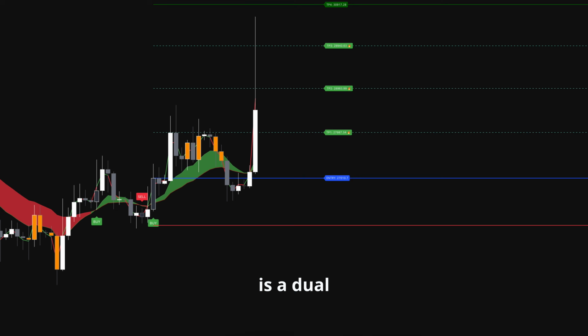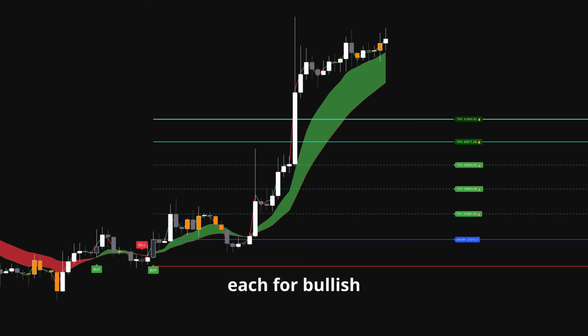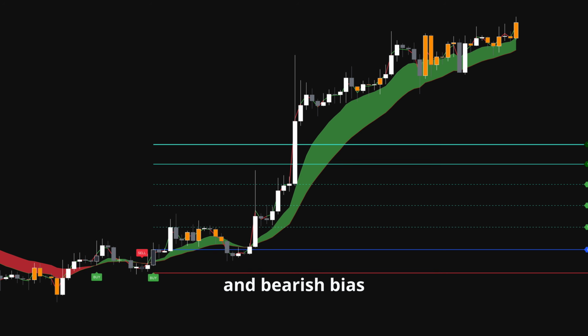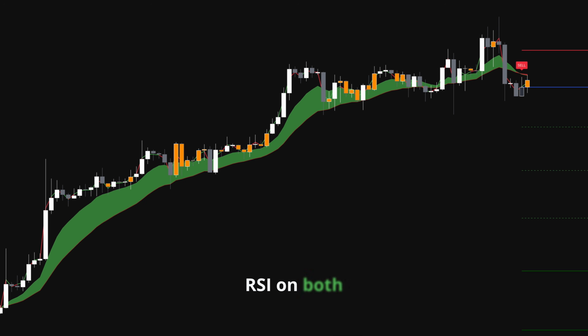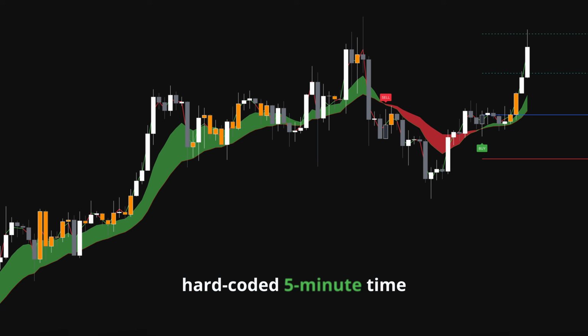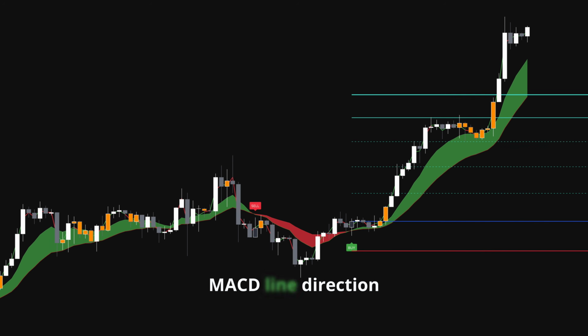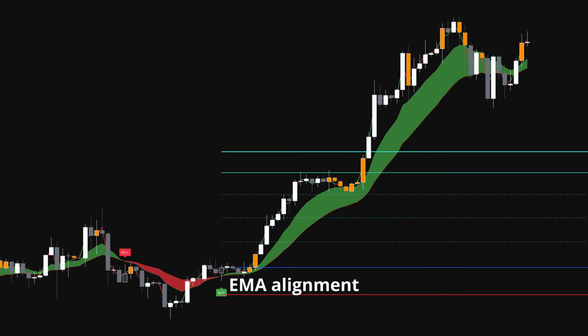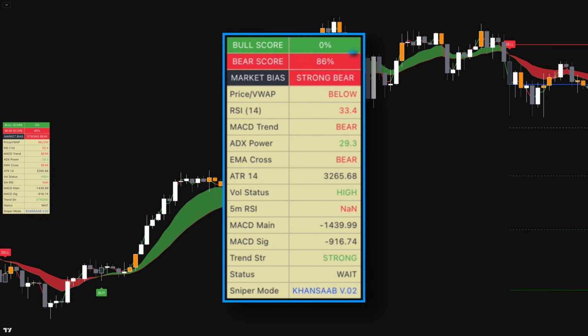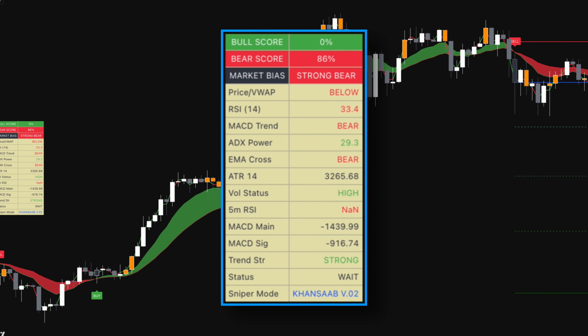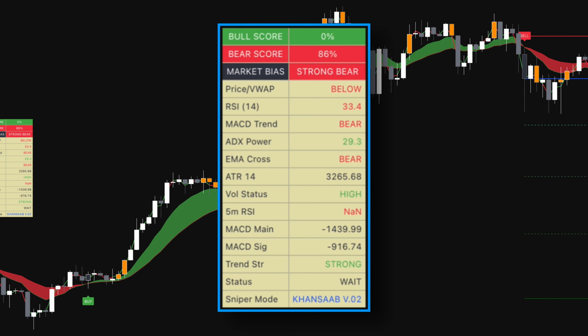Layered on top is a dual scoring system built from 7 conditions each for bullish and bearish bias, including price position relative to VWAP, RSI, on both the current time frame and a hard-coded 5-minute time frame, MACD line direction, EMA alignment, ADX strength, and volume relative to its 20-period average. Results are expressed as a percentage and simplified into 4 bias states displayed in a left-side dashboard, alongside 16 rows of live market data.